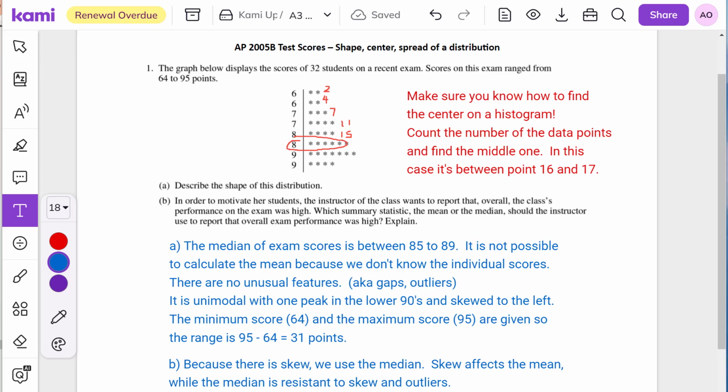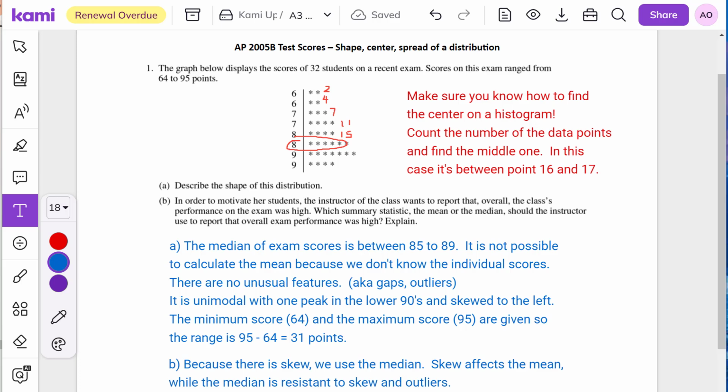So, this is from 2005B, and it's test scores and question number one. Question ones on AP exams usually are confidence builders. There was an exception in 2024. We're like, whoa, why'd you start with that one? But most of the time, it's easier.